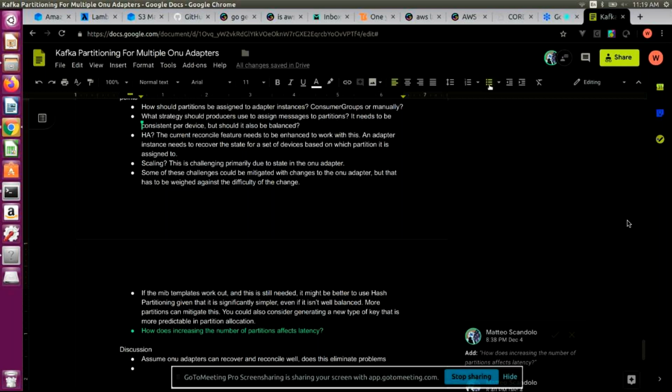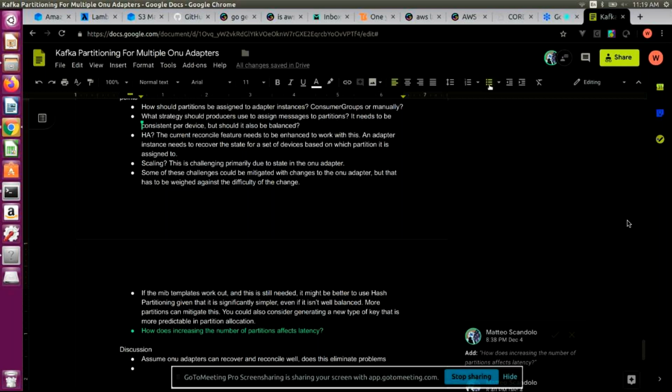When we add a partition, does the identifier of the existing partition change? When you add a partition, if you're using consumer groups, Kafka will reassign the partitions across the consumer groups so that all the partitions are used. If you're doing it manually, nothing will happen.